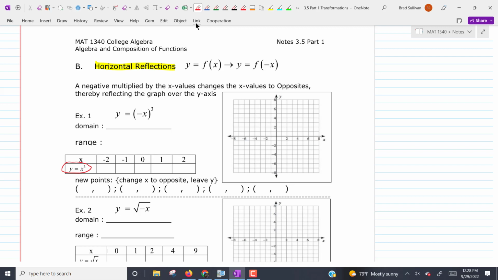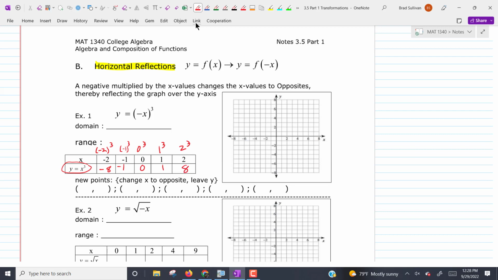So you just cube these things. So you're just going to do -2 to the third, -8. -1 to the third is -1. You multiply 3 negatives, you get a negative. Okay, you do 0 to the third, you get 0. 1 to the third, you get 1. 2 to the third, you get 8.